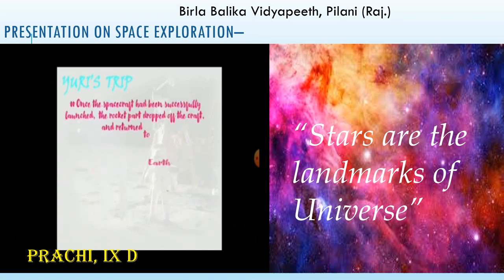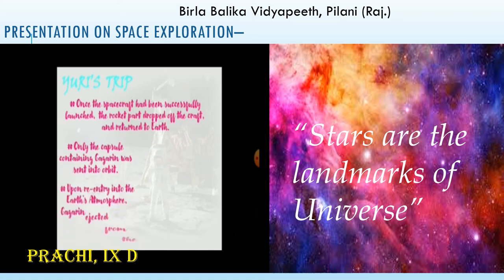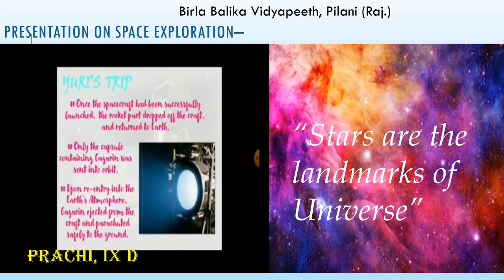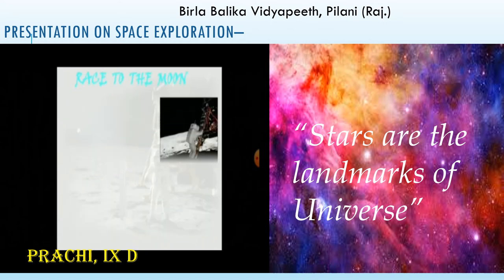Yuri's trip. Once the spacecraft had been successfully launched, the rocket part dropped off the craft and returned to Earth. Only the capsule containing Gagarin was sent into orbit. Upon re-entry into the Earth's atmosphere, Gagarin ejected from the craft and parachuted safely to the ground.